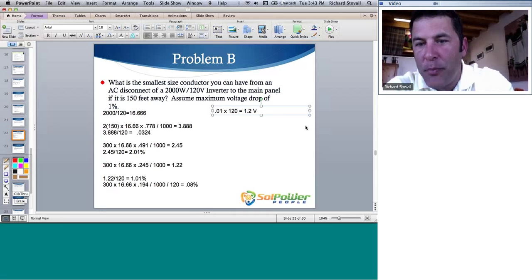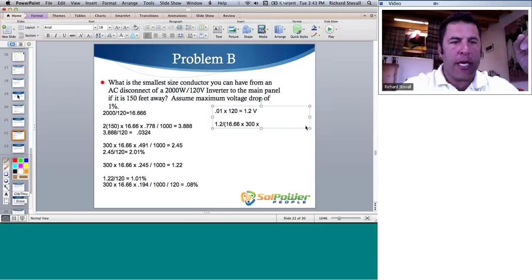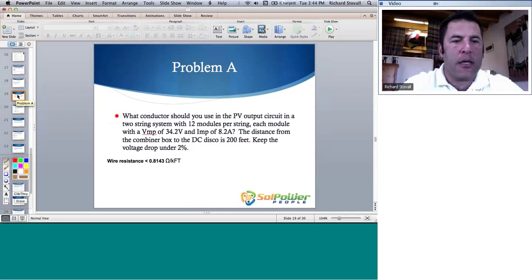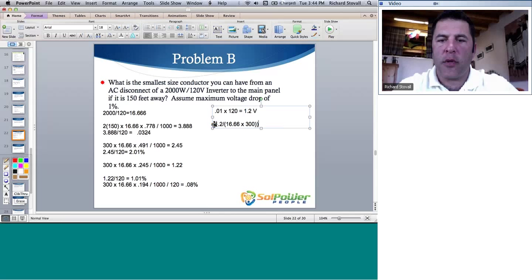So if we were to take 1.2 and divide that by the 16.66 amps, times the round trip distance of 300 feet. Actually, hold on. Go back and look at this. Times current, yeah, that's it. All right, then times 1,000. Not bad. This is how it would look.